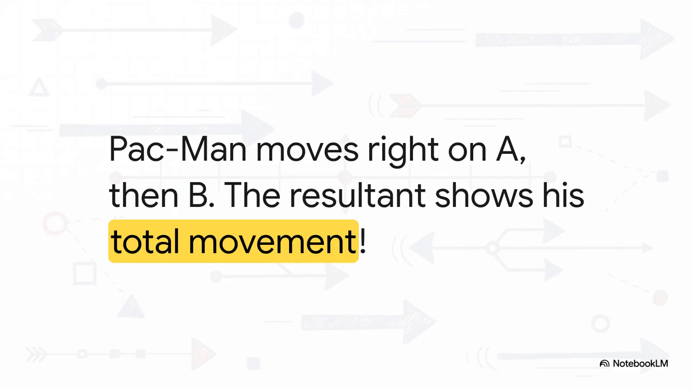Actually, let's inject a little fun here with a classic Pac-Man analogy. Imagine your original vectors A and B show the path Pac-Man is moving. Starting at the tail of A, Pac-Man chomps his way to the right. Then he hits vector B and continues chomping a little more to the right. So what's the resultant? It just shows that overall, Pac-Man has moved to the right a whole bunch. He could follow the individual paths of A and B, or he could just follow that one resultant arrow and end up in the exact same place.